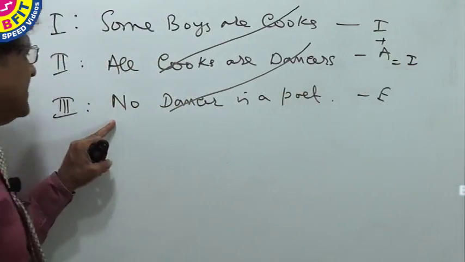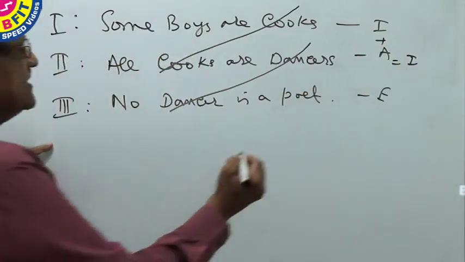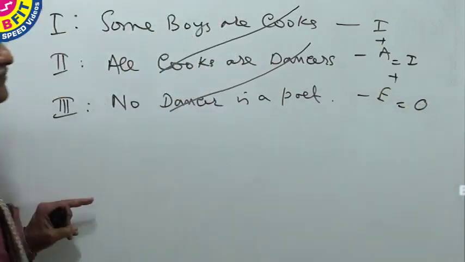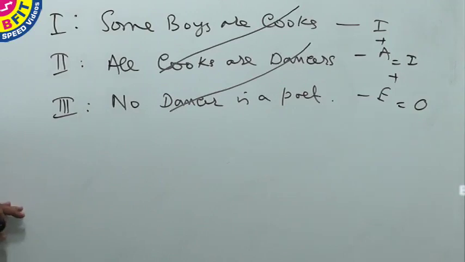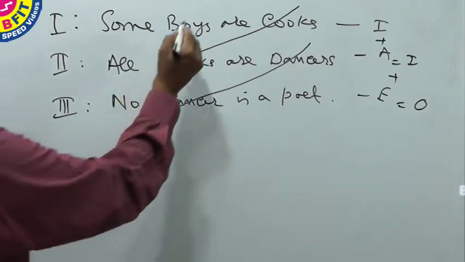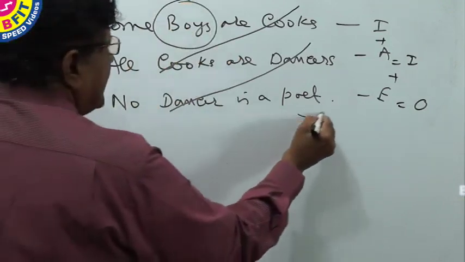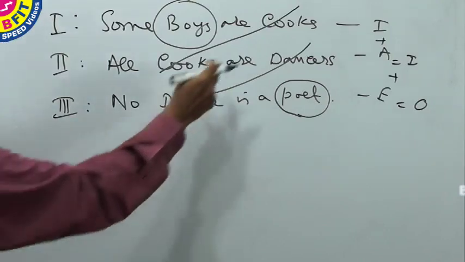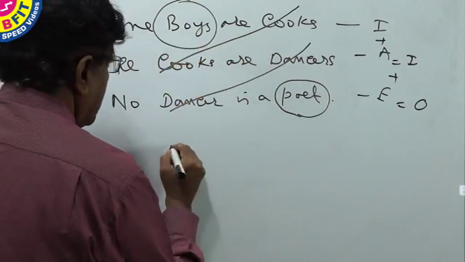Now that we will compare with the statement 3. I plus E is equal to I eat onions, O. So the valid inference which you can arrive at is O type, and boys is the subject, poet is the predicate of the third statement. The valid inference you can draw after properly cancelling these two is some boys are not poets.